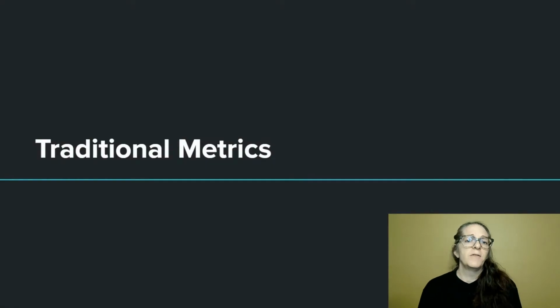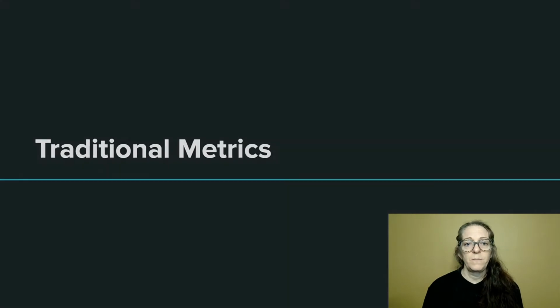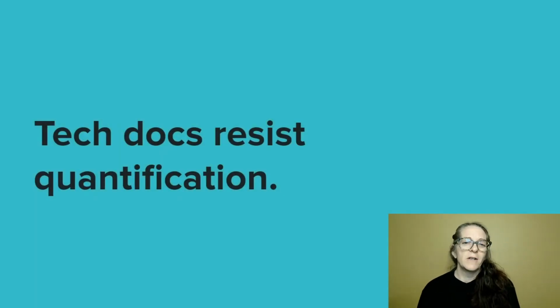So before we dive too deeply into the basics of maturity models, I'd like to take a look at traditional metrics. When I think of metrics, my mind naturally turns to numbers or methods by which we can collect quantitative data. In my experience, tech docs resist quantification. They don't produce flashy numbers. So traditional metrics, at least for this purpose, can consist of a range of methods to measure the impact and success of your tech doc strategy.